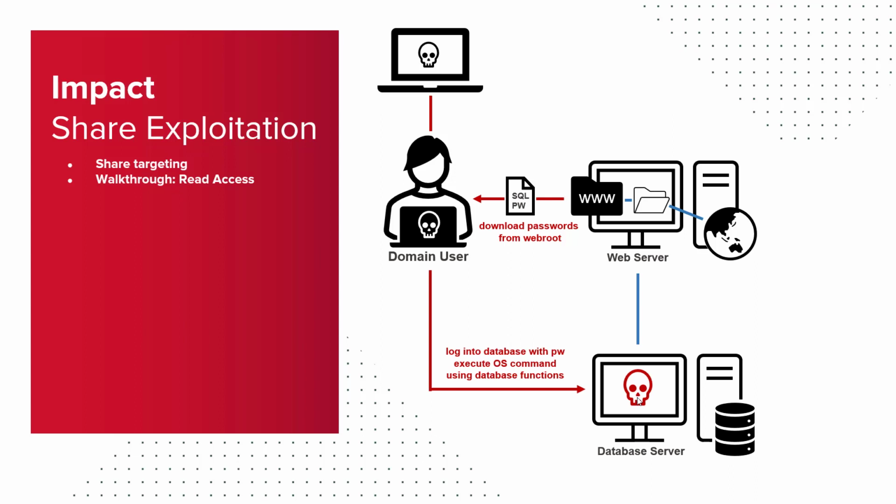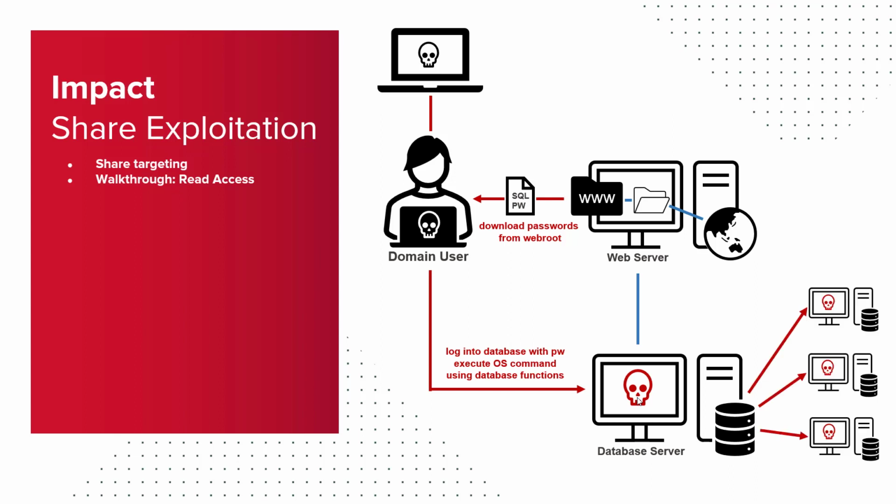And at this point, not only have they moved laterally, but now they've changed their user context, because that database server service is most likely running under a different user context within the Active Directory domain. So they have data access, they have system access, and now they have a new identity that they can try to reuse to access other systems in the environment. And they can kind of continue to spread from there. So this is a picture of an attack that's only leveraging read access. So even read access to the wrong share can be very impactful.